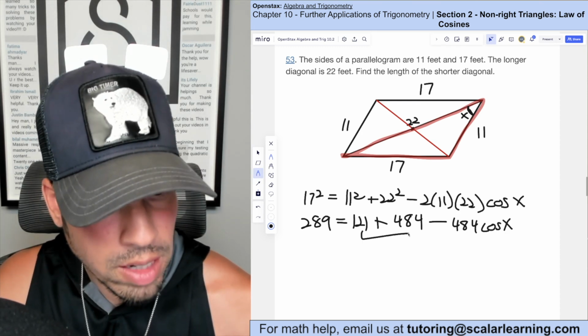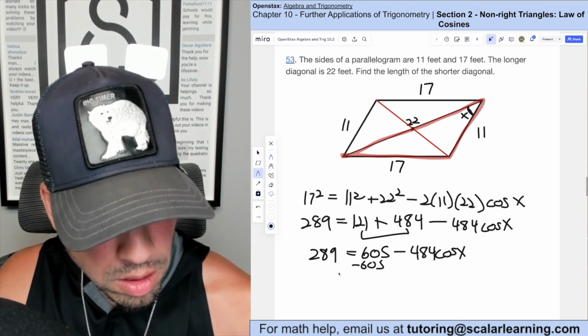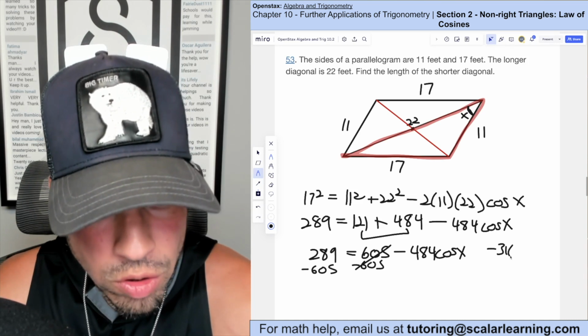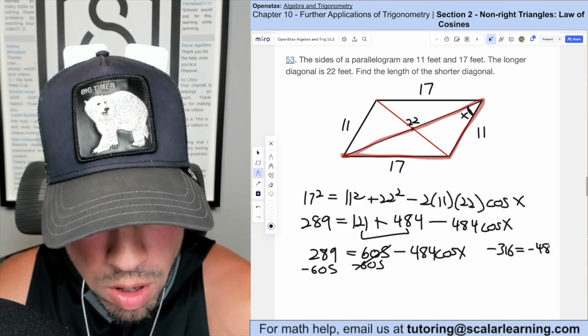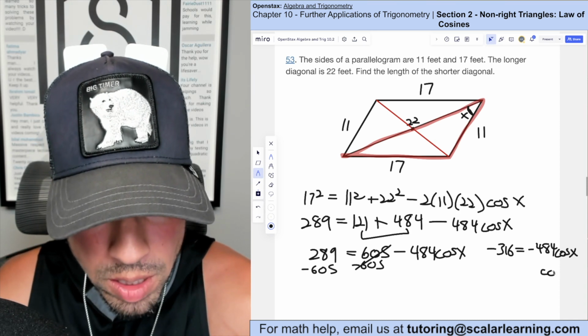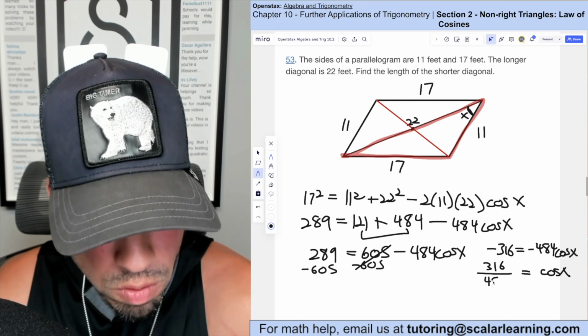Okay, so now let's add these together. And we get 605. Subtract, as we're just trying to isolate, right? Typical algebra. And then we got negative 316 equals negative 484 cosine of x. And we're going to divide by negative 484. And we get cosine of x is equal to, the negatives are going to cancel out, 316 over 484.